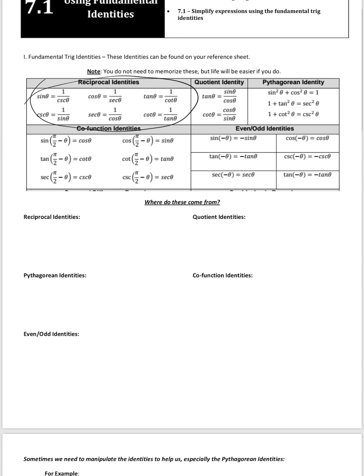The quotient identities come from the definition of sine and cosine. So reciprocal identities were just from definitions. The quotient identities here, we know that tangent of theta is y over x. That's from Unit 5. Well, y, we know, is equal to the sine value, and x is equal to the cosine value. So the quotient identity says that tangent of this angle equals sine divided by cosine. Cotangent then is the reciprocal of tangent, so I just flip it. Cotangent is cosine over sine.